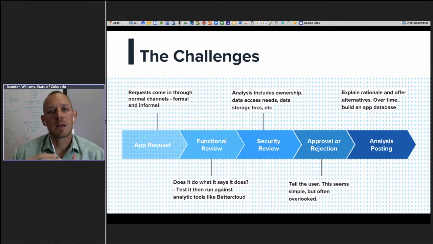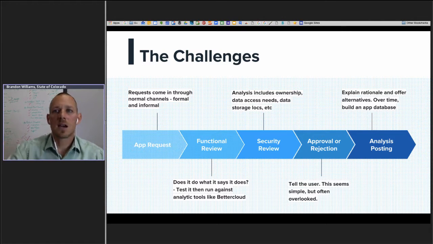And over time, we've been able to refine a security walkthrough that gives us the basic information so that we can accelerate a security officer's review. Basically, we've been able to do the grunt work that a security office would normally do in order to help expedite those assessments. Then we actually make the approval or rejection based upon the functionality and the security review. Important in this is that we actually tell the user.